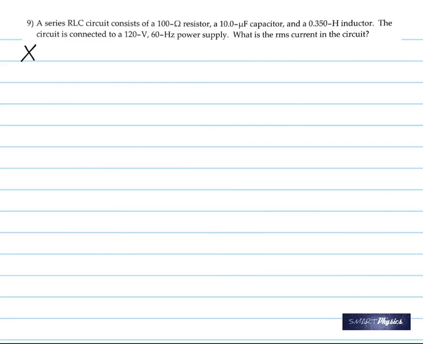Once again, this is an LCR circuit and you have to find the RMS current. Of course, to find the RMS current, we need the RMS voltage divided by the impedance. So we need to find the impedance again, just like in the previous problem. Find XL, find XC, get the difference between them.